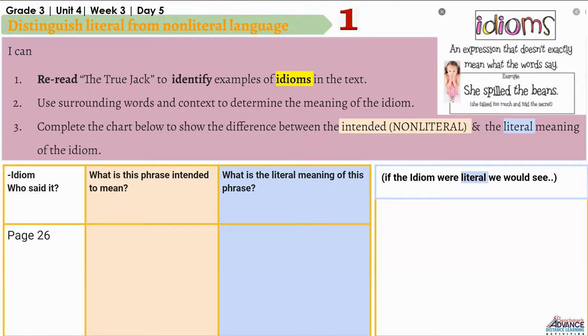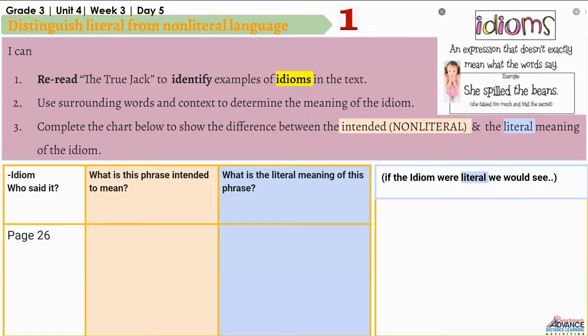Today, we are going to reread The True Jack to identify examples of idioms in the text. We're going to use surrounding words and context to determine the meanings of the idioms. Then we will complete the chart below to show the difference between the actual intended meaning of the idiom and the literal meaning of the idiom.